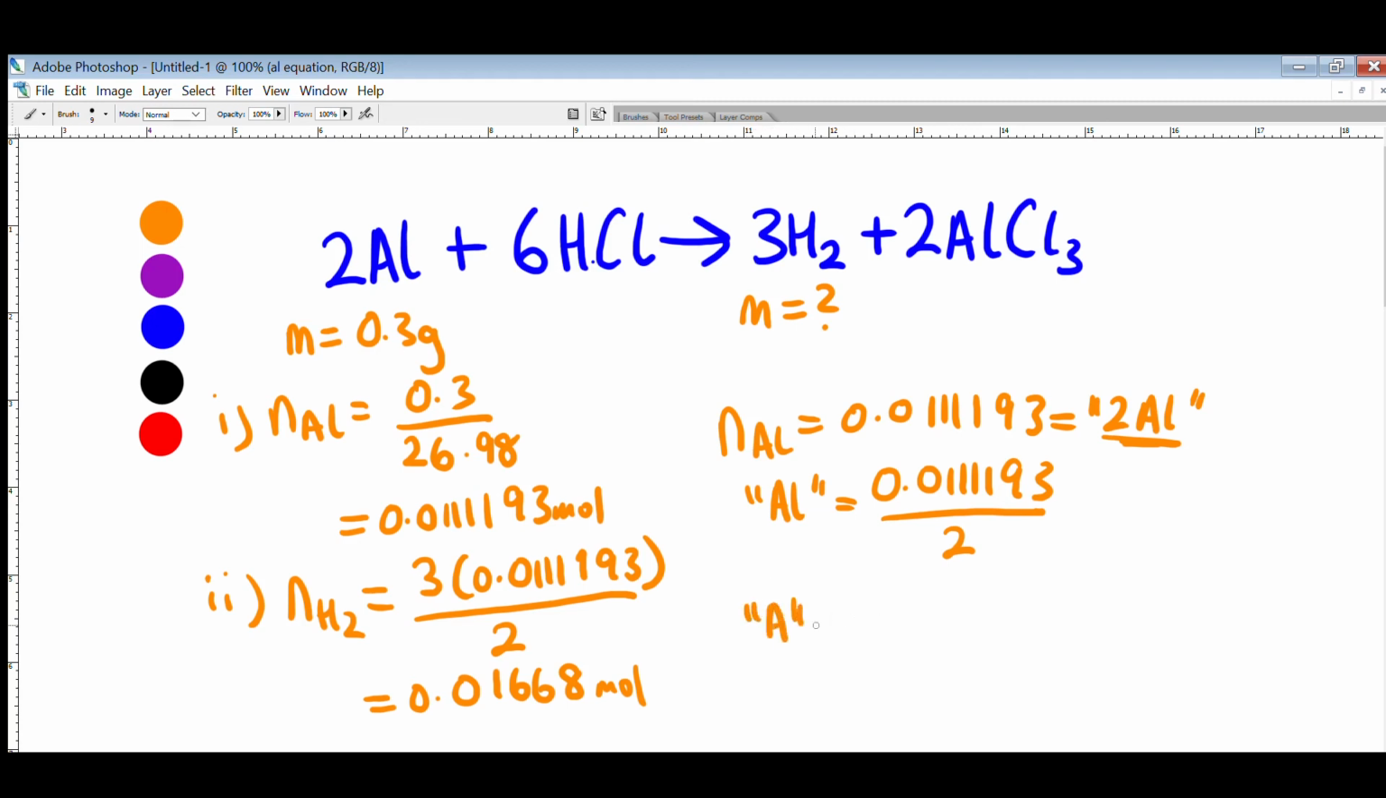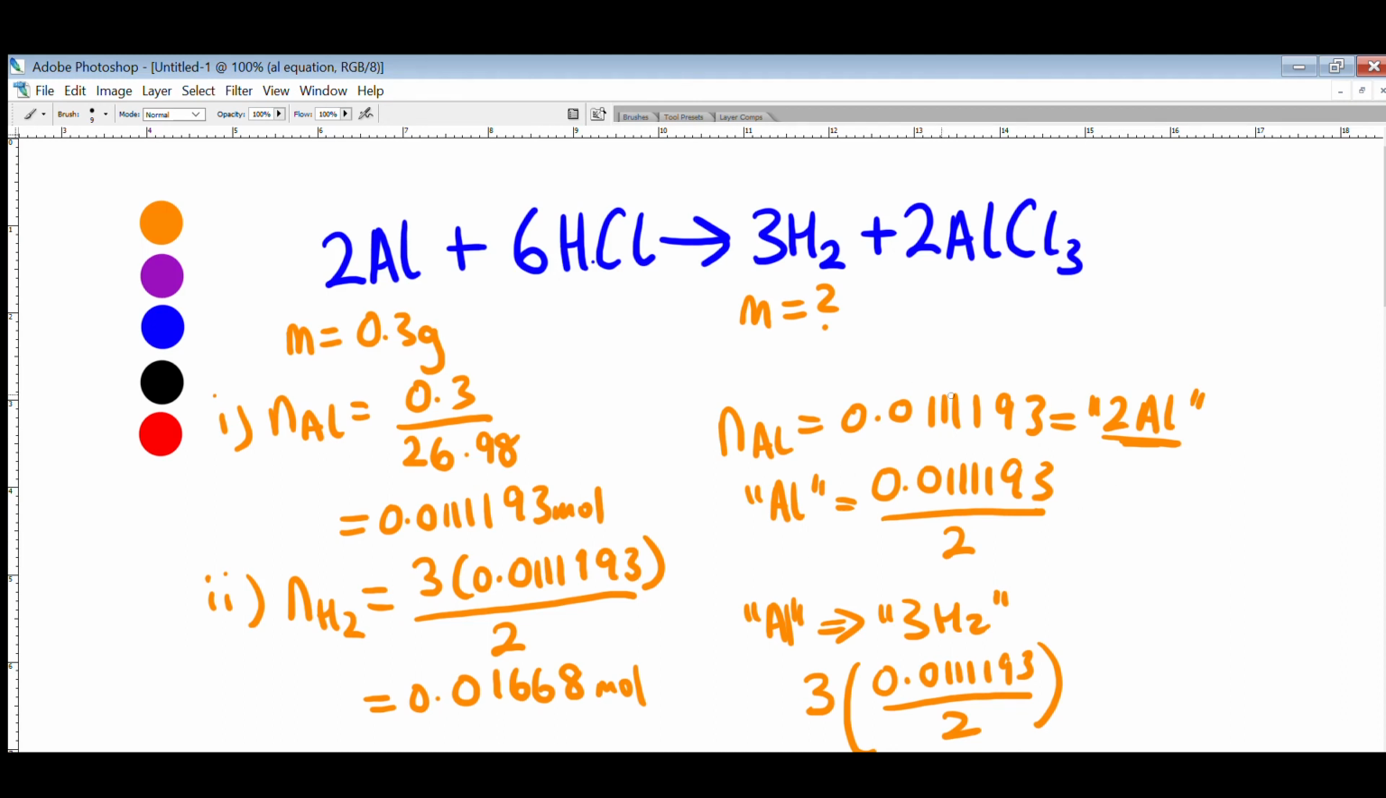So to get from here to 1Al, you want to divide it by 2. So now we have 1Al to 3H2. So now we can go 3 multiplied by 0.011193 divided by 2. And that will give us the same answer. So here, in this first one, we know that it's going to be either 3 divided by 2 or 2 divided by 3. But because we expect to have more hydrogen gas than aluminium, we'll go 3 divided by 2. So that's a simple way of looking at it.